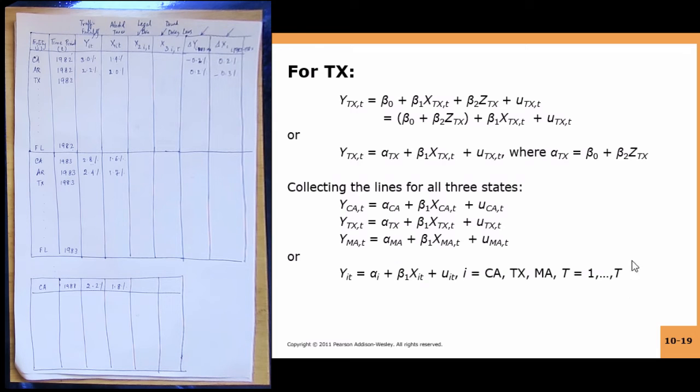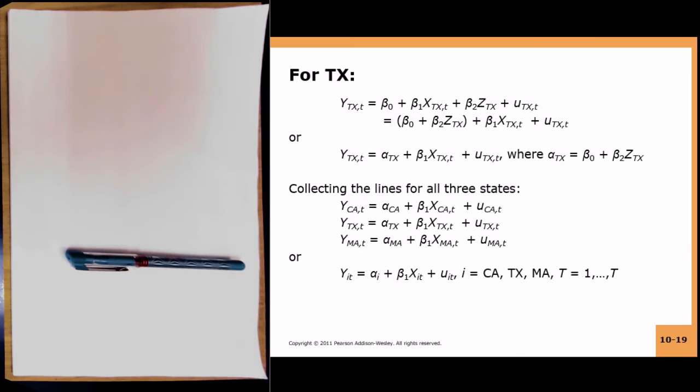In order to be more general, you can write Y_it as alpha_i, which depends upon the ith entity, plus beta 1 X_it. Now just see that beta 1, the coefficient, across all the states remains the same. So for generality, we say Y_it is equal to alpha_i plus beta 1 X_it plus u_it.